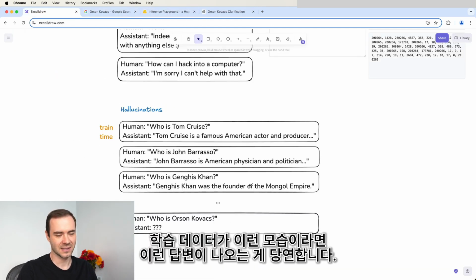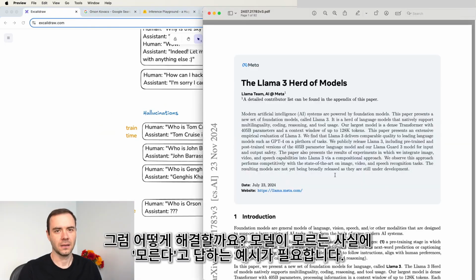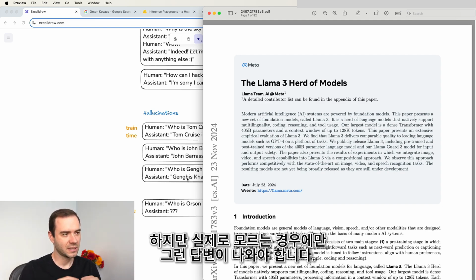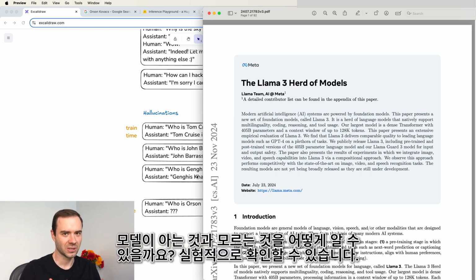It makes total sense why you would be getting these kinds of answers if this is what your training set looks like. So how do we fix this? Well, clearly we need some examples in our dataset where the correct answer for the assistant is that the model doesn't know about some particular fact. But we only need those answers in the cases where the model actually doesn't know. So the question is, how do we know what the model knows or doesn't know? Well, we can empirically probe the model to figure that out.